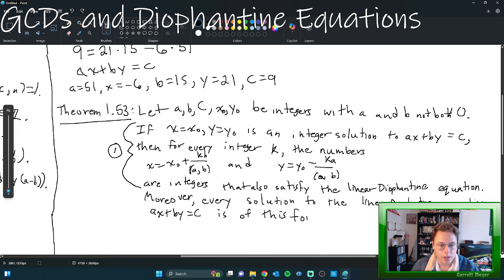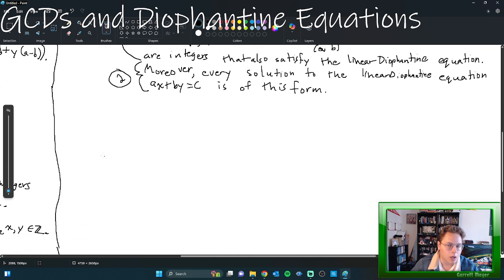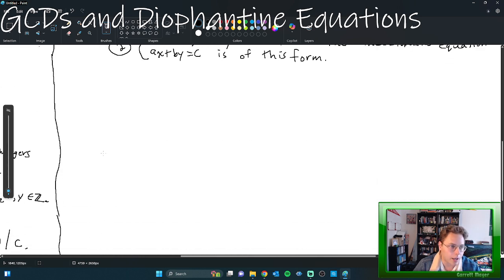And when it says this form, it specifically means it's the initial solution plus some multiple of b over the GCD of a and b, and then the other one is the first solution that we found minus that same k, that same integer, times a over the GCD of a and b. So this shows that this form gives us all of the solutions to this linear Diophantine equation. So let's go through and prove this.